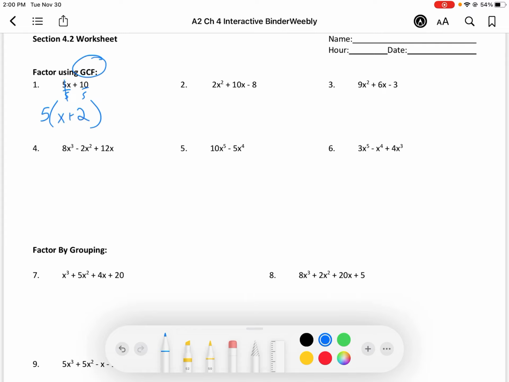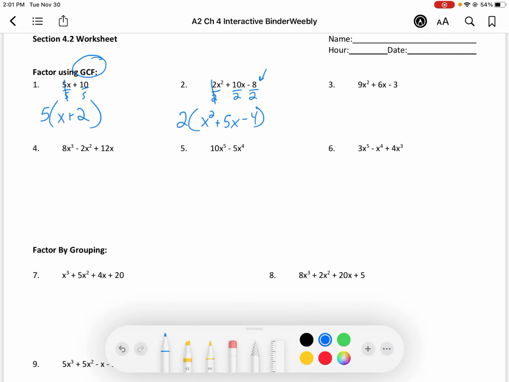For 2, GCF. Well, 2 goes into all of those. This one doesn't have an x, so you can't factor out an x. So 2 is the GCF. Divide by 2. You get 2, well, 2's out in front, and then 2 divided by 2 is just x squared. And then 10 divided by 2 is 5. Bring the x down. Drop the negative sign down. 8 divided by 2 is 4.